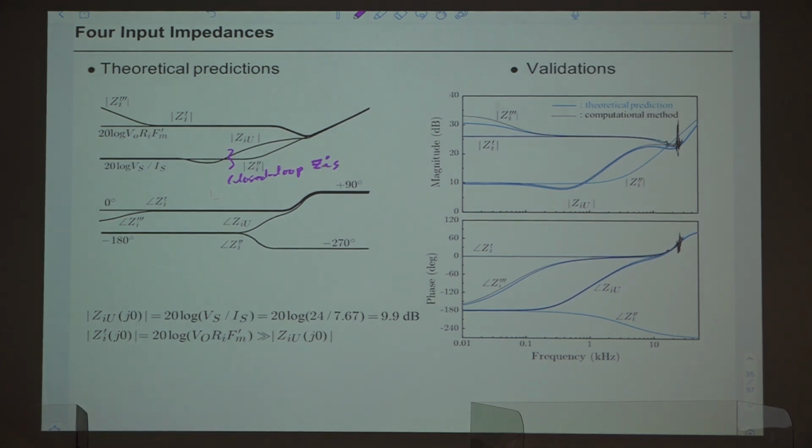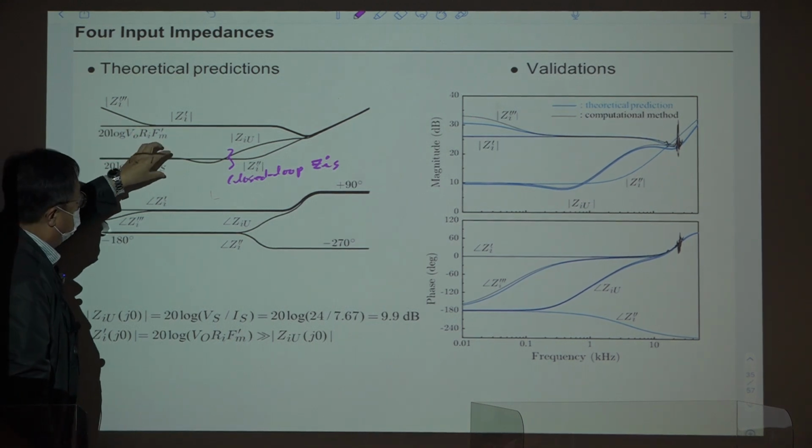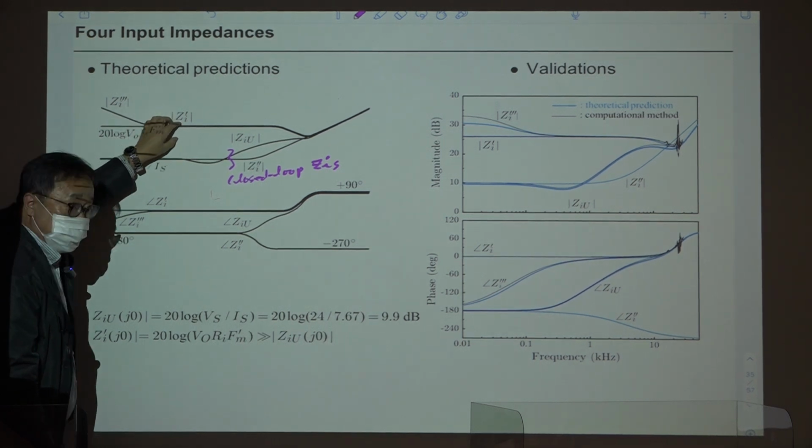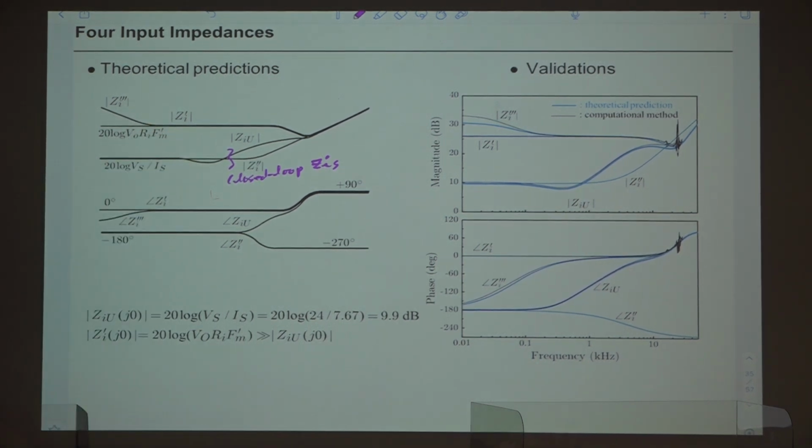The other two are, this is the open loop input impedance with output shielded. So this single prime is the open loop impedance, and the triple prime is simply the open loop input impedance of the converter. So two of the impedances merge together, and the other two combine here, right? This is the typical structure of input impedances.